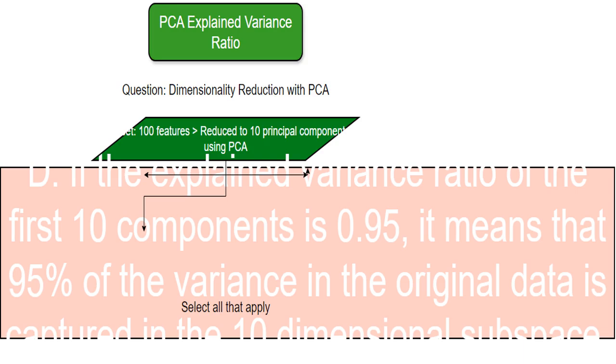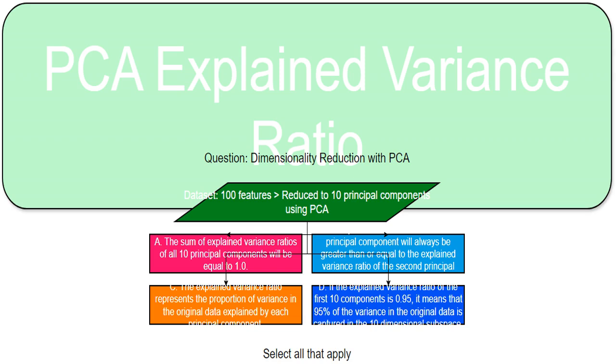This statement means if you use only the first 10 principal components, you retain 95% of the information in your original dataset. This is great for dimensionality reduction because it lets you reduce the number of variables without losing too much information. The problem starts with a dataset having 100 features, which is then reduced to 10 principal components using PCA. This shows how PCA helps in dimensionality reduction, simplifying complex data by focusing on most important aspects.